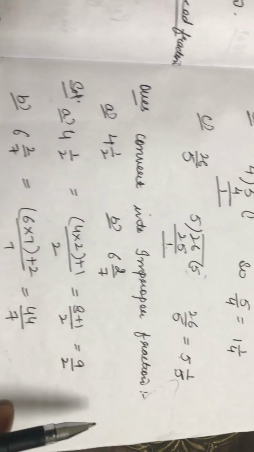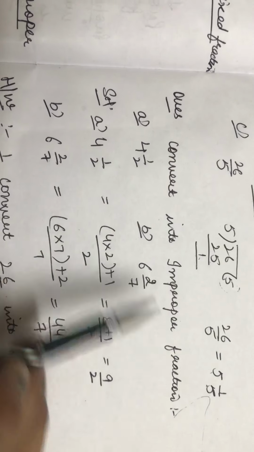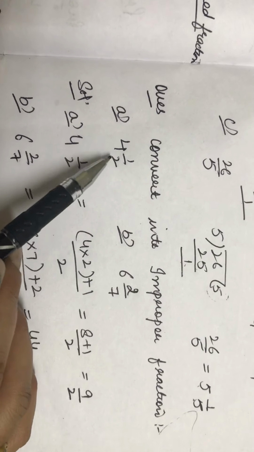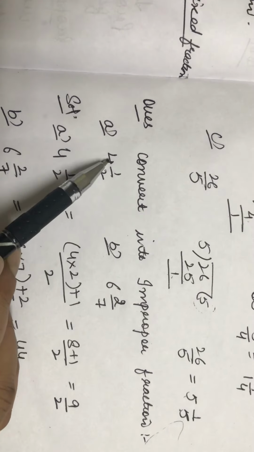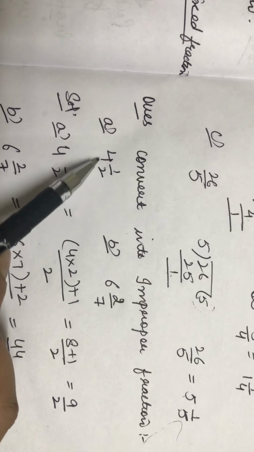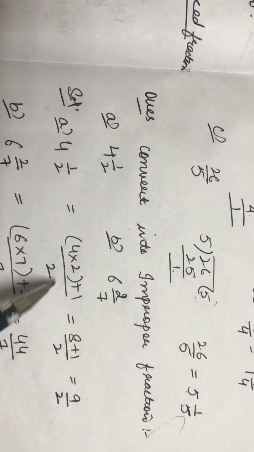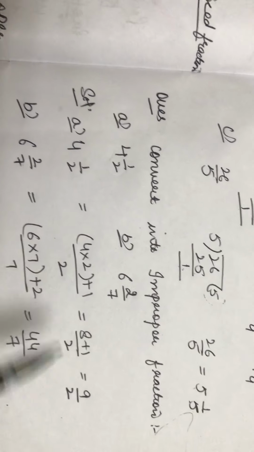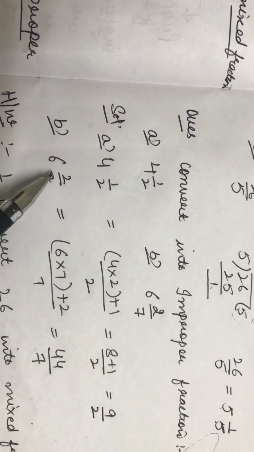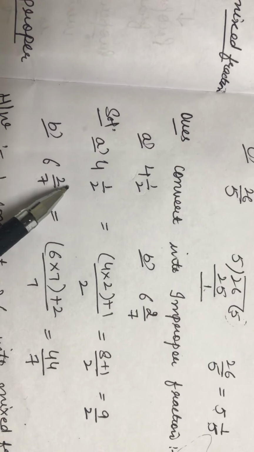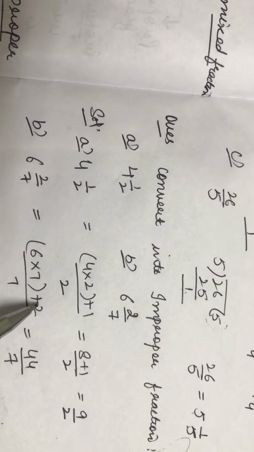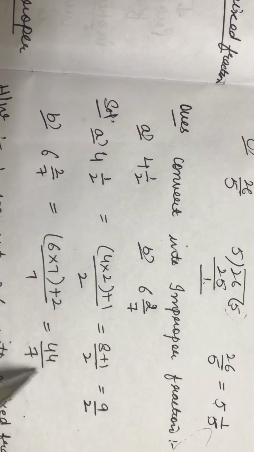Next, if I want to convert these fractions into improper fractions, we have 4 1 by 2. To convert it into improper, 4 2s are 8 plus 1. So 4 into 2 plus 1, divided by the denominator which remains the same. So it is 8 plus 1, 9 by 2. Next 6 2 by 7. So it will be 6 into 7 plus 2 divided by 7. 6 7s are 42 plus 2, 44 by 7.